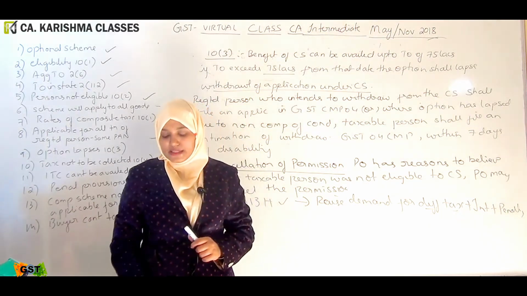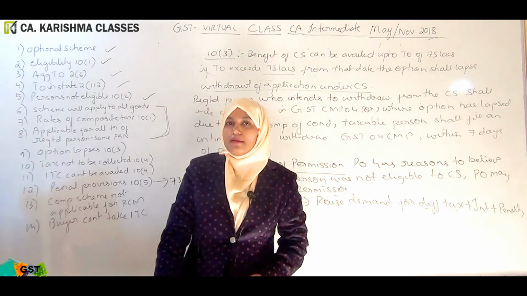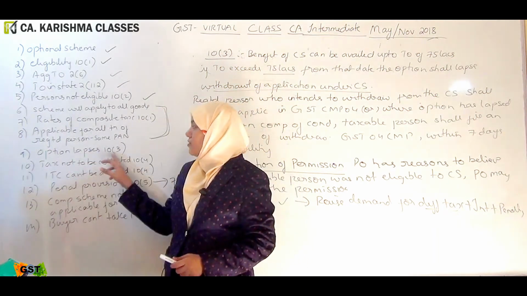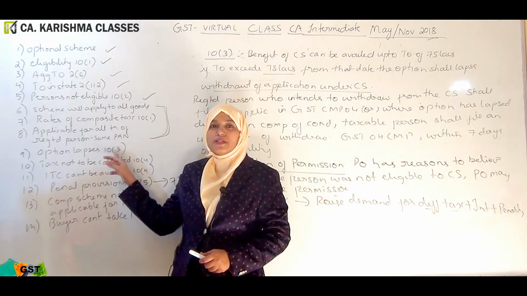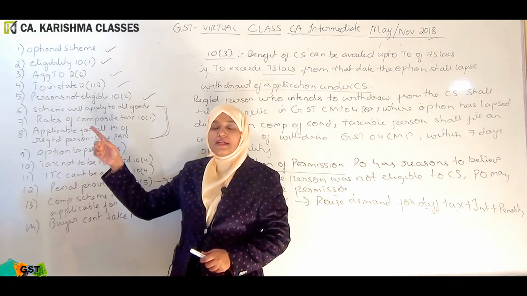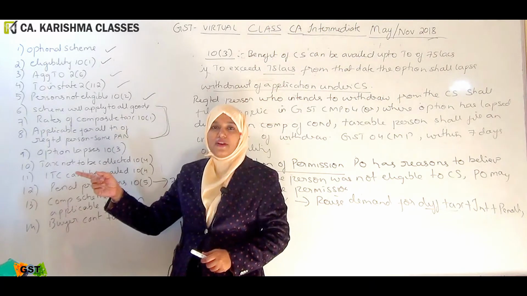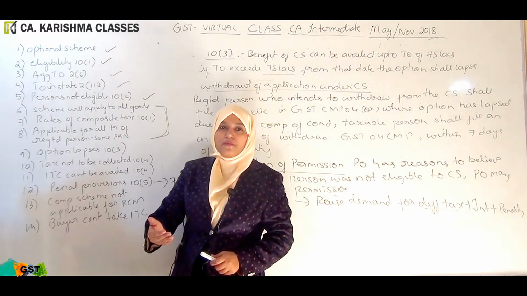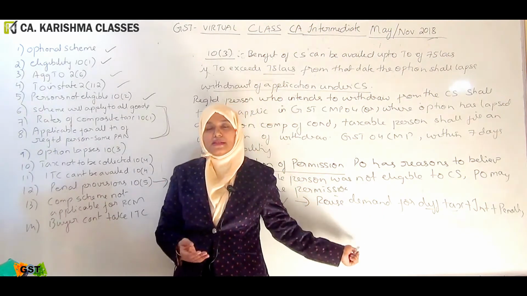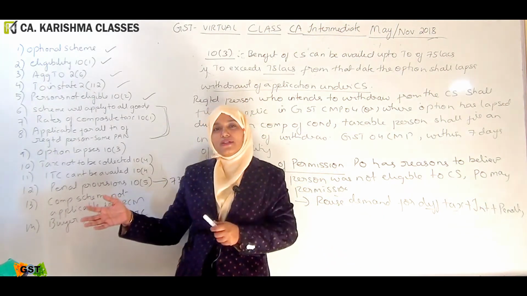So what did we understand? See, we are understanding multiple points here. First we saw option lapses. Option lapses if you are not satisfying the conditions or the turnover crosses 75 lakhs. Immediately it will lapse. You are supposed to inform. When you inform, we will cancel it for you. Like that we have understood.